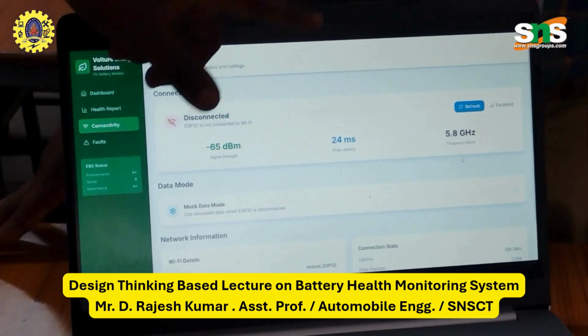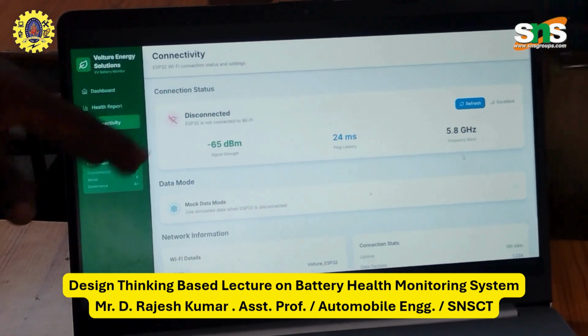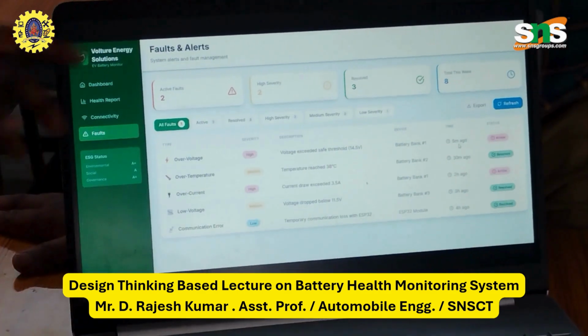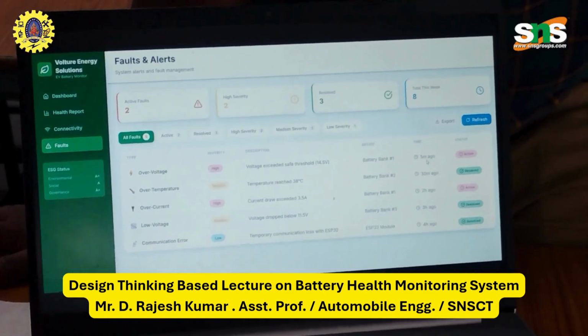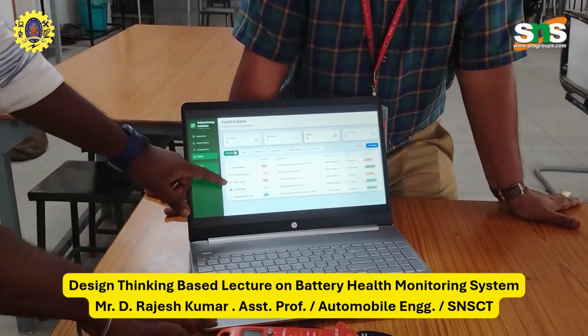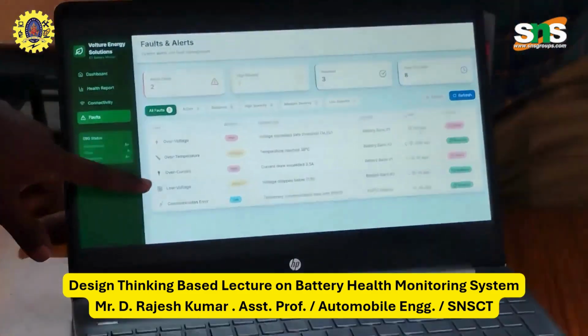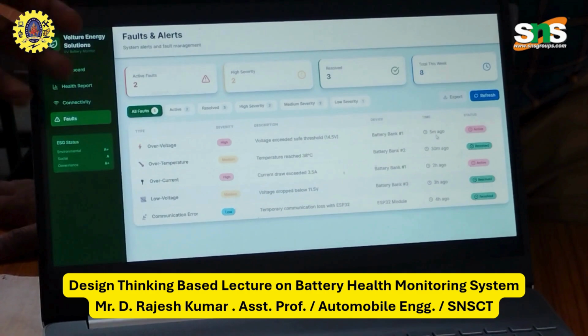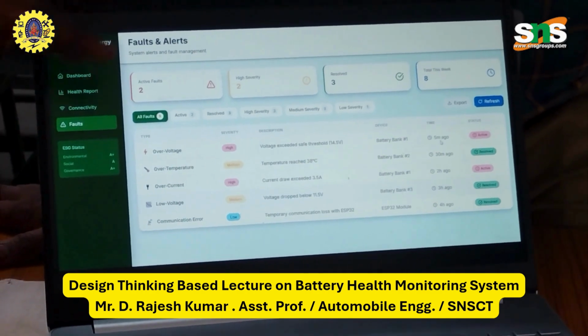The device connection has these kinds of configurations. To find the fault flags in the battery, we can see over voltage, over temperature, over current flow to the motor, low voltage, and communication error displayed in this dashboard.